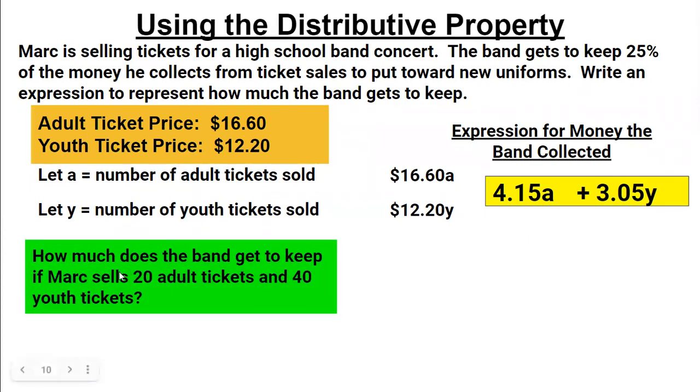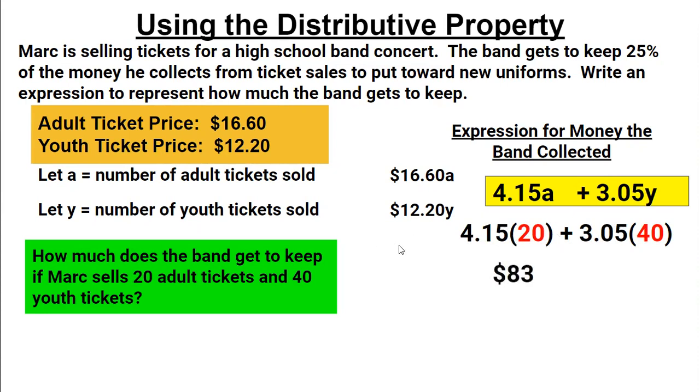So how much does the band get to keep if Mark sells 20 adult tickets and 40 youth tickets? Well, we're going to plug 20 in for the adult number and 40 in for the youth number, and then we're going to multiply. So we're going to multiply 4.15 times 20. Then we're going to multiply 3.05 times 40, and we're going to add the two answers together.